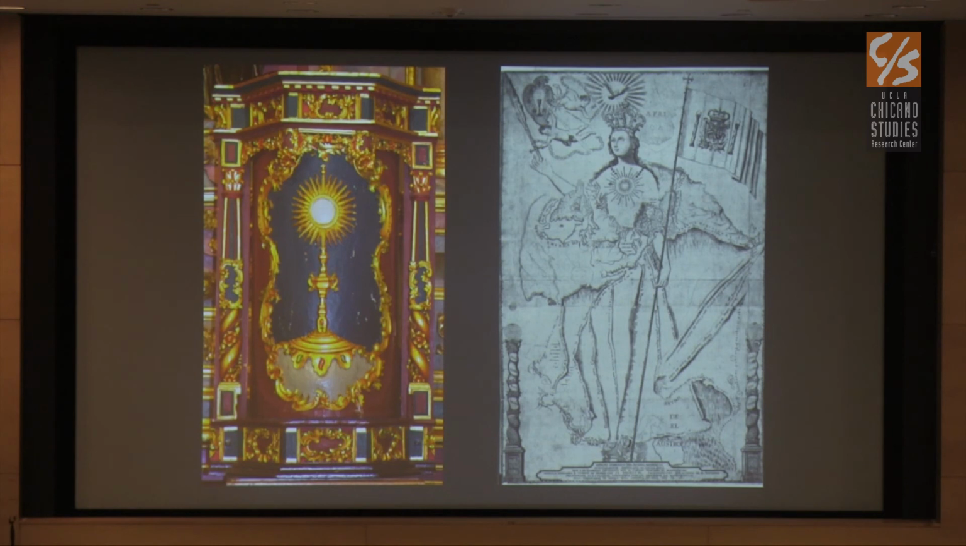Now, I'm not saying that the map is the model for the tabernacle or as such, because the idea of the columns of Hercules, which are part of the Spanish coat of arms, which is there on the flag on the top, is also represented as pilasters here on the tabernacle, perhaps by chance.